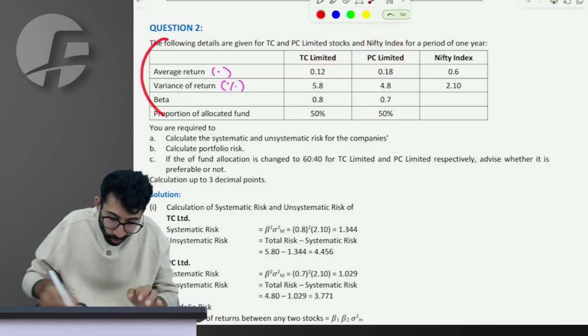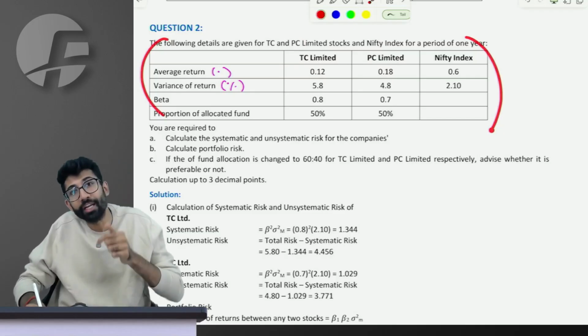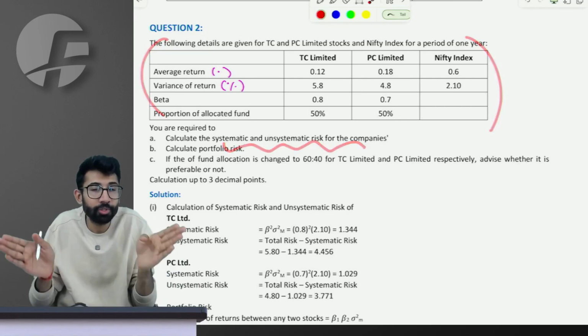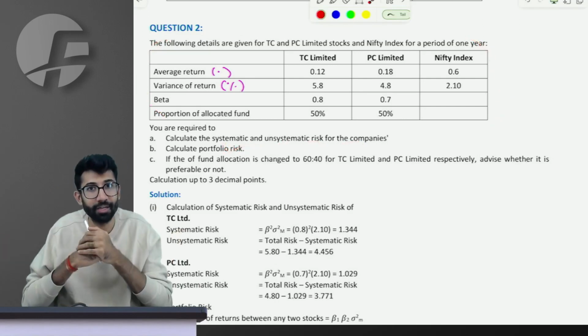Have we been given any correlation or covariance? No, which means it wants us to use the Sharpe model, especially because it has made us distribute the total risk of a security into systematic and unsystematic.